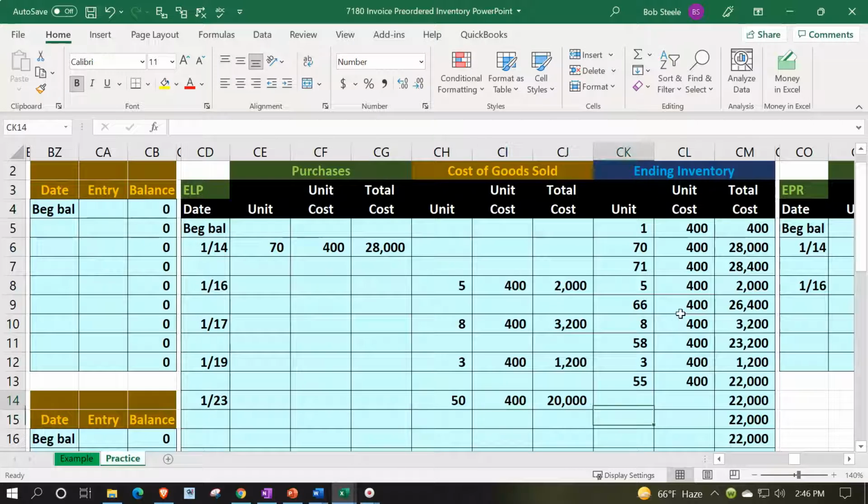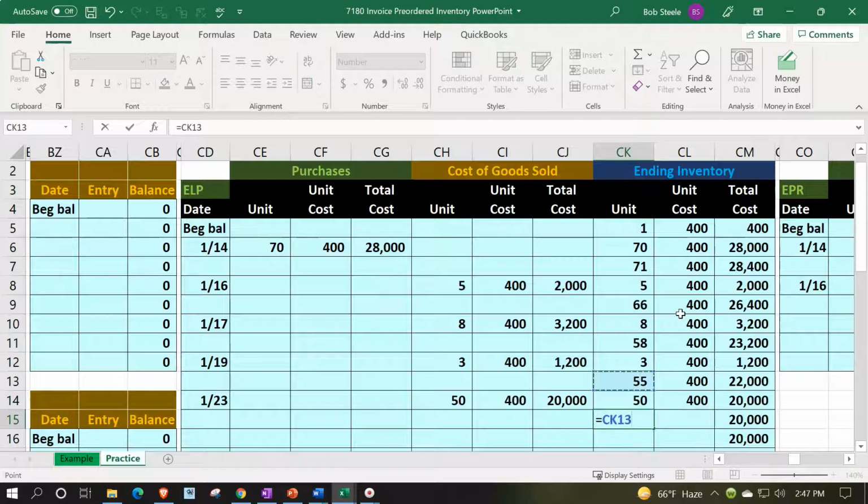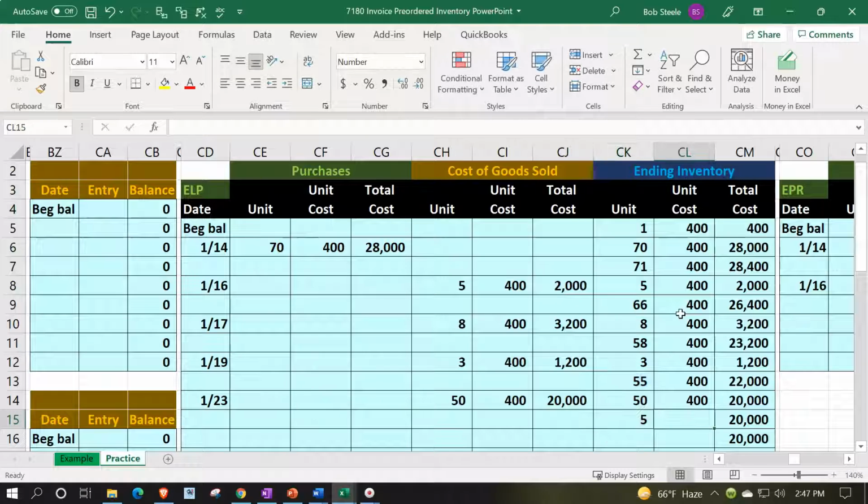What's going to happen to ending inventory? We're going to decrease it by 50. They cost 400. 50 times 400, there's the 20,000 we had before. 55 guitars minus the 50 guitars means we've got 5 left at 400. The 5 times the 400 is going to be the 2,000.